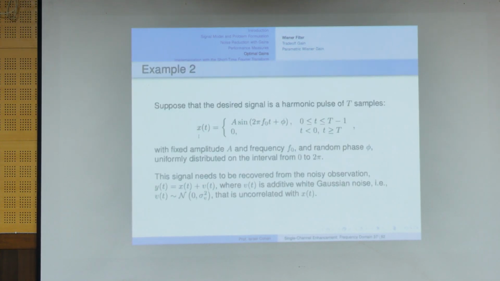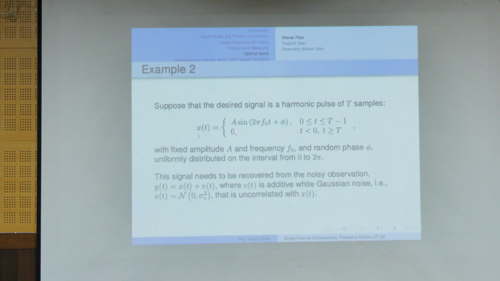Let's see another example. Instead of the first example, let's talk about another example, that sinusoidal signal, like this. And suppose that we measure this signal on a certain interval, which means that we have only capital T samples of this signal.